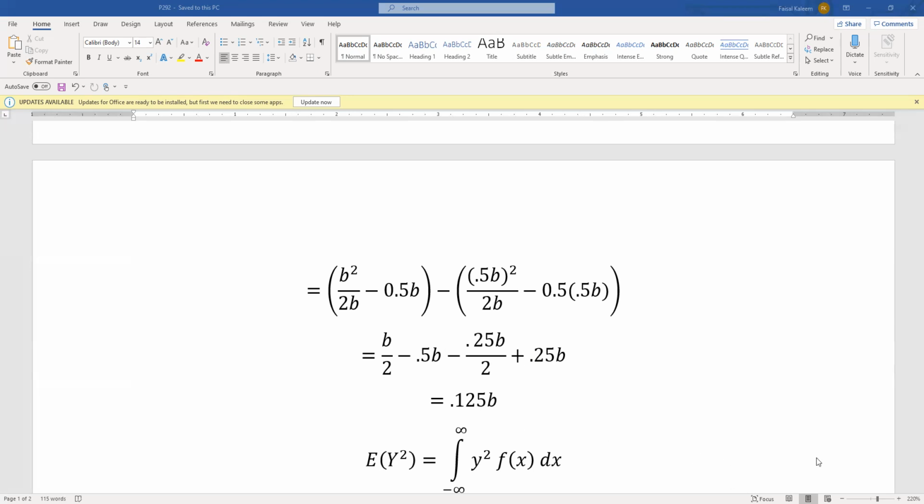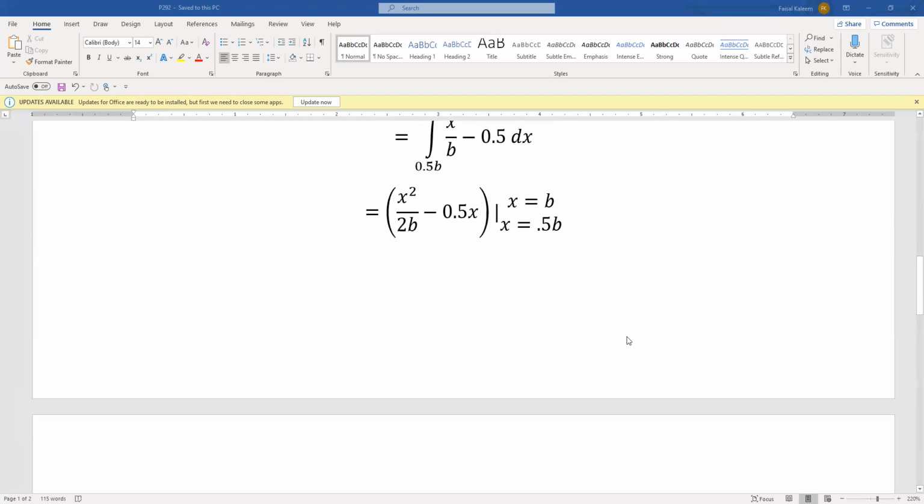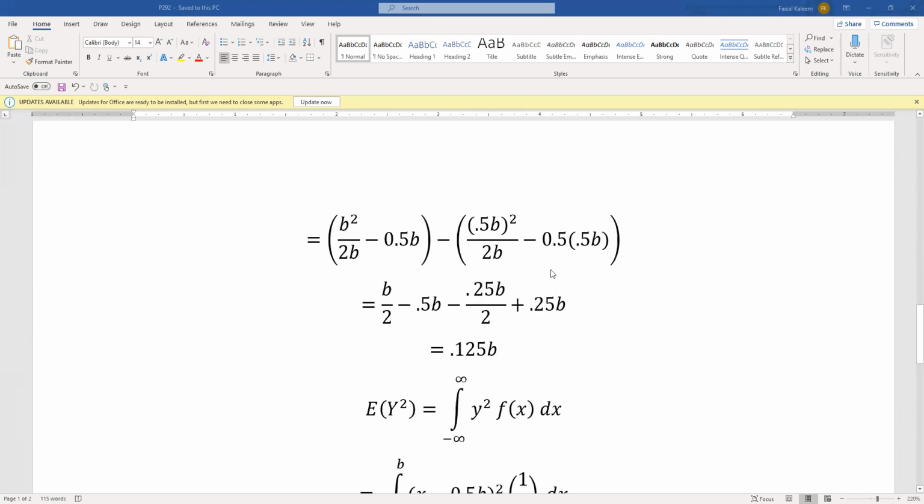This is the way in which a lot of people do this integration. You may be pulling the 1 over b out and then doing it as x squared by 2 minus 0.5bx, and it will come out to the same thing. It'll be the same amount of work. And this is a lot more work than we actually need to do. I'll show you in the next part how you could have done this in fewer steps.